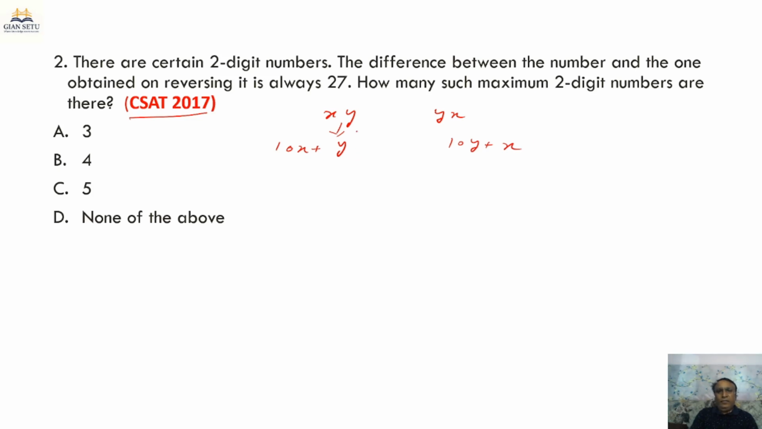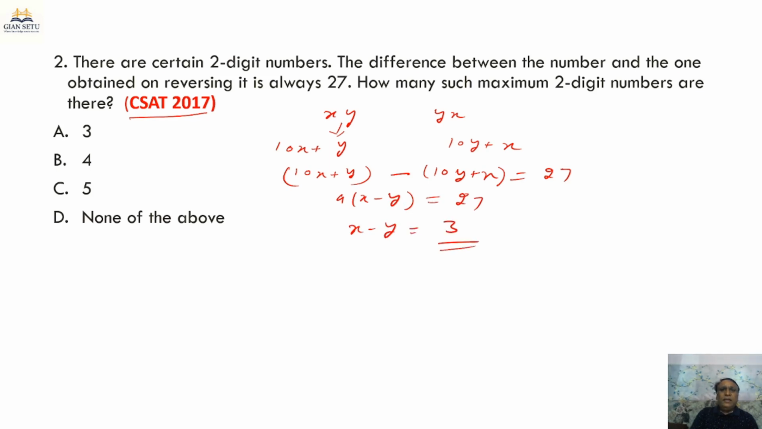Now according to the question, when we subtract the second number from the first, it will become 27. That means 9 times x minus y, we can write in this form. It will be 27. Now x minus y is equal to 3. That means the difference between the digits of the number is 3. Now let's see how many such pairs exist.